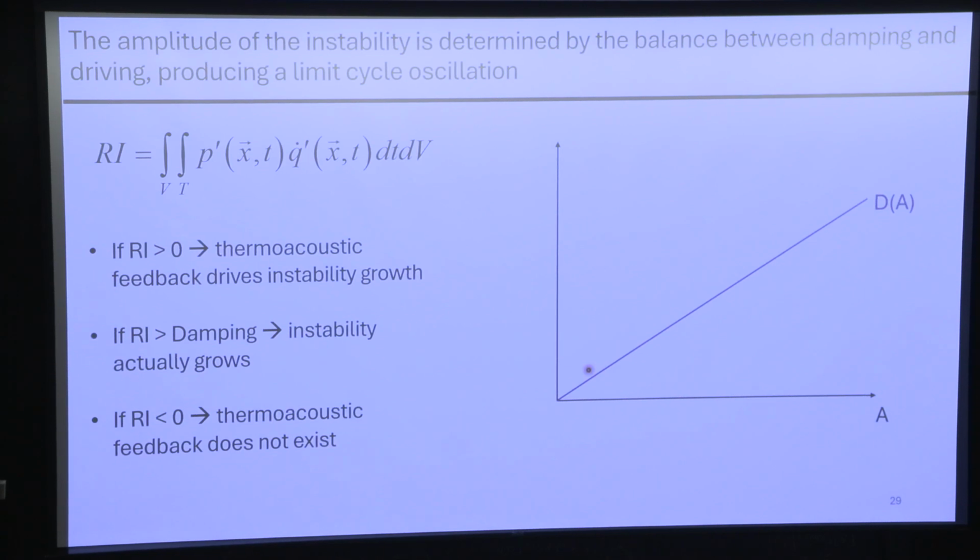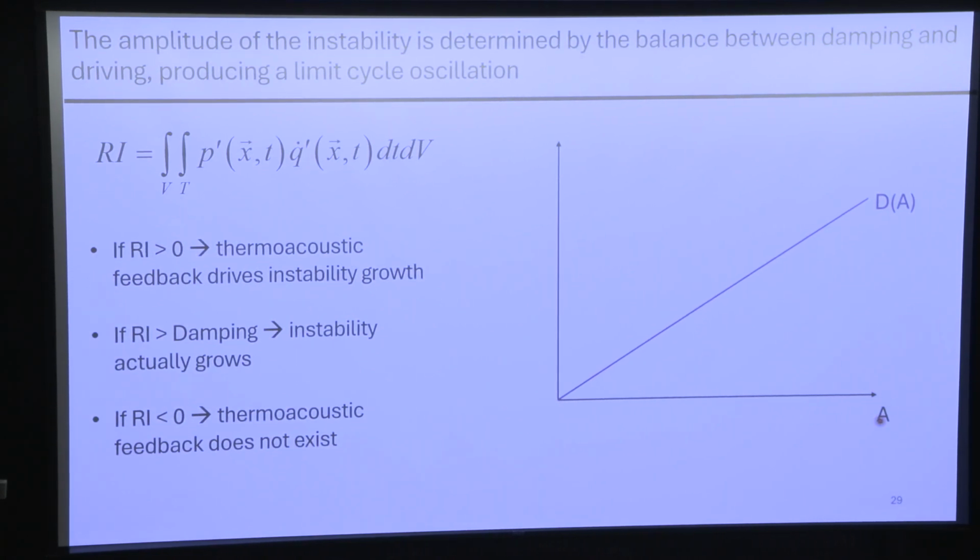So what I'm showing here, as a function of oscillation amplitude A, is what the typical damping of a combustor looks like. Damping's kind of linear, most damping. And so we're going to approximate it as linear. The other thing I'll say, measuring damping is really hard. There are only a couple people that do it well, and under very controlled circumstances.